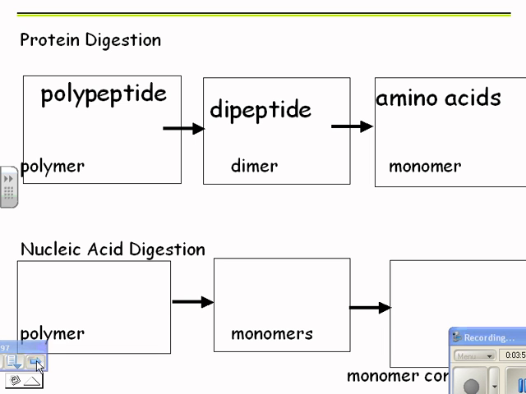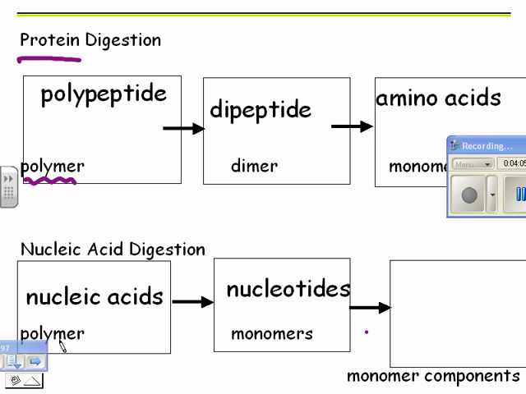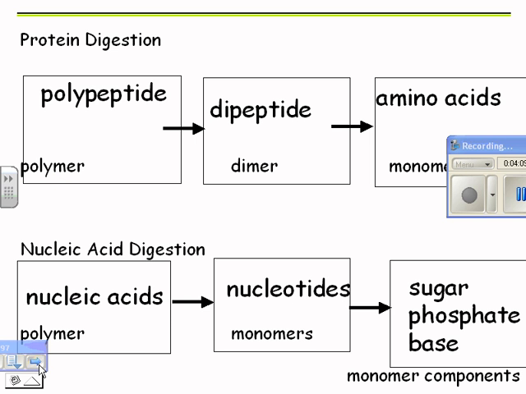Nucleic acid digestion is next. The nucleic acids are the polymers. You can break them into nucleotides, which are monomers. The body actually has to go further, and it has to break the nucleotides down into the monomer components. That would be a sugar, a phosphate, and a base. Remember, the sugar is ribose or deoxyribose. There's a phosphate group, and then the base is that nitrogenous base, A, T, C, G, or U.